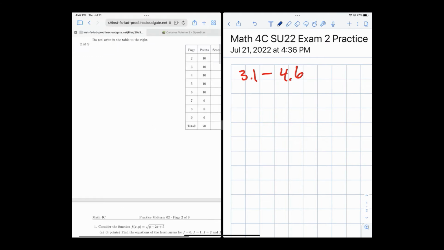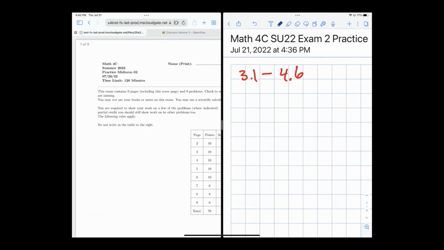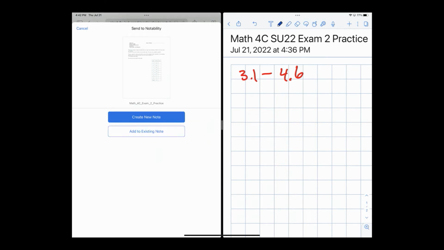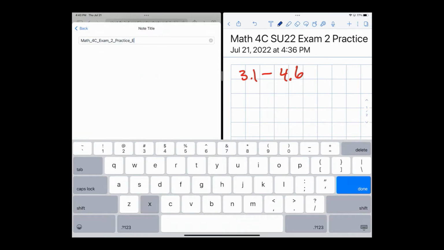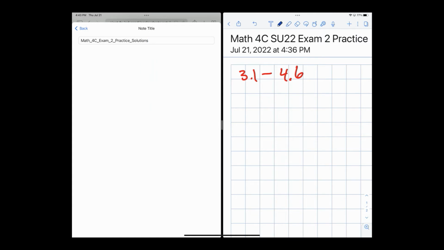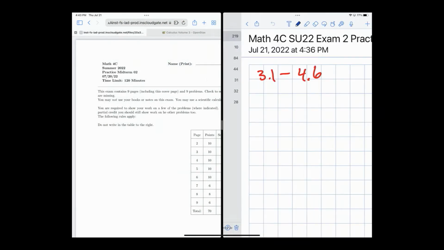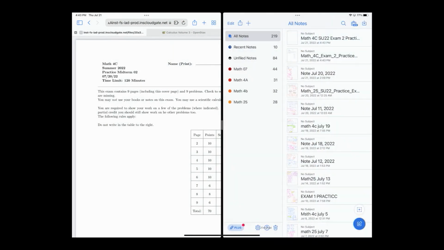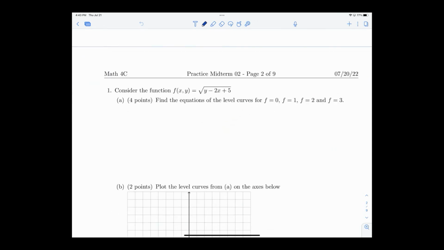Actually, what I want to do is send this over to the Note app. Sorry about that. I didn't think about doing it this way. I was just going to write them from scratch, but let's do this. All right, import that. Done. Okay, so we will do them here. Let's go ahead and get started then, and see what we're doing.